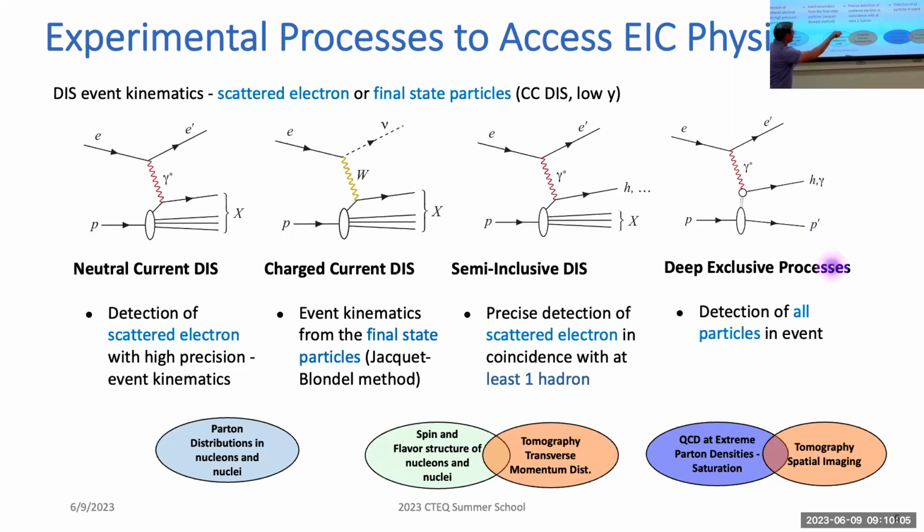This is an exclusive process. Exclusive processes have small cross sections, right? Because I'm now not looking at a wide range of interaction channels. I'm focusing everything down, and then you need high luminosity for these. You also need to be able to detect all of the particles in the event, including that scattered proton, right? And guess what angle that proton comes out with respect to the beam? A couple of milliradians, right?